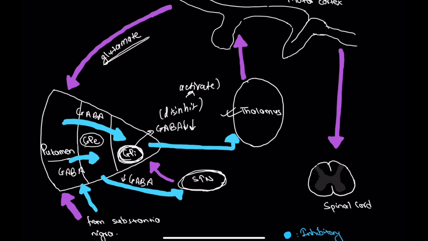Whenever the subthalamic nucleus gets activated, it produces glutamate, which acts on globus pallidus internus. Normally globus pallidus internus produces GABA, so this glutamate will excite its function. That means it will produce more GABA and it will inhibit the thalamus. So that means it will decrease the motion.